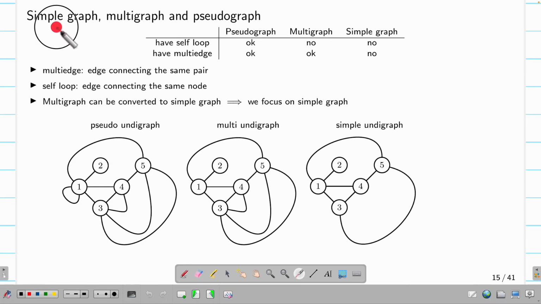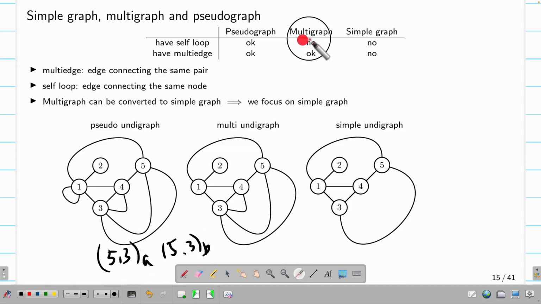We also have something called simple graph, multi-graph, and pseudo-graph. So what is pseudo-graph? You can have self-loop and you can have multi-edge. What is multi-edge? For example, this means multi-edge. So you have 5, 3. So we have 5, 3A and 5, 3B. If we allow this, it is called multi-graph. And if we allow self-loop, that means a node connected to itself. If we allow both, this is called a pseudo-graph.